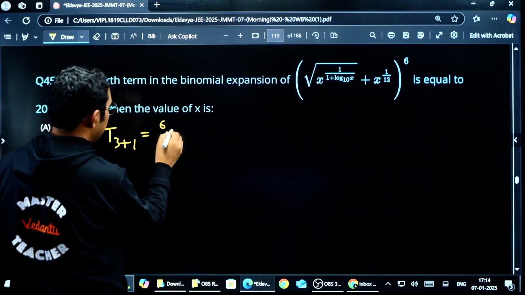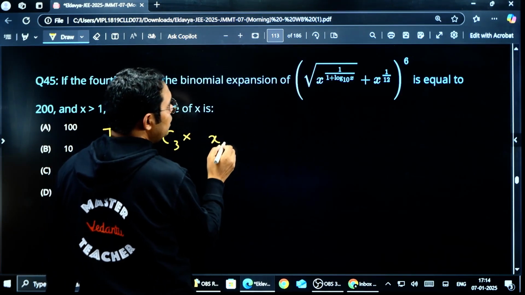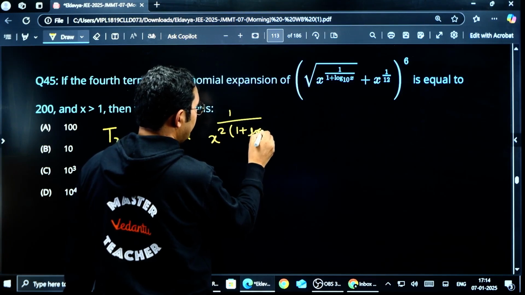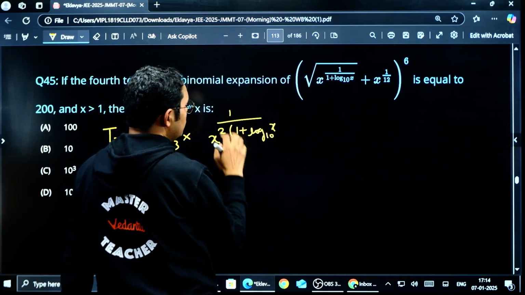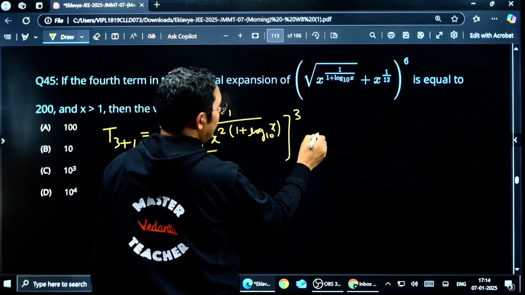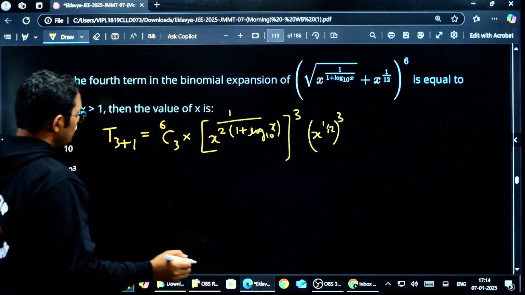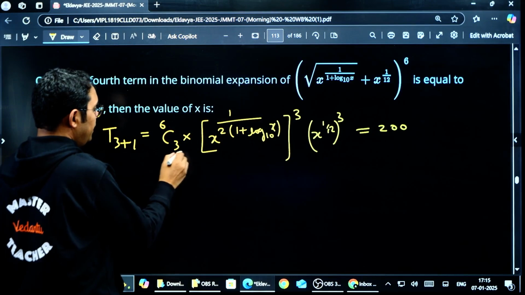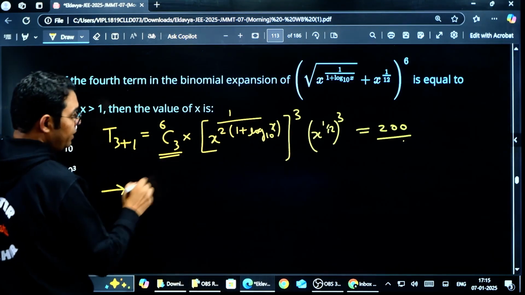It will be 6c3 into, for the first term, x raised to the power 1 upon 2 into 1 plus log x base 10. Under root is like power 1 by 2 multiplied to this. So I have written like this. And this entire thing will have power 3 here, and x power 1 by 12 will also have power 3 here. And this is equal to 200 they are giving. 6c3 is 20, so this will cancel at 10 times. So these two will cancel. It will be 10 there.